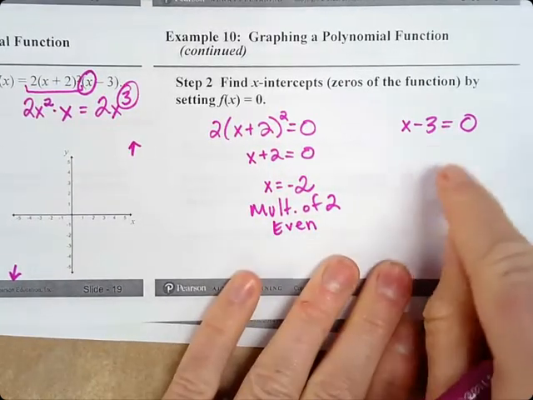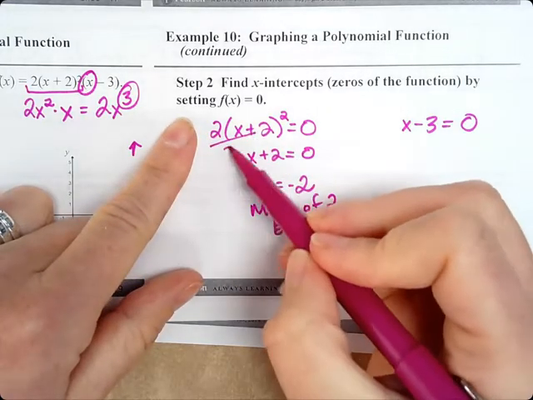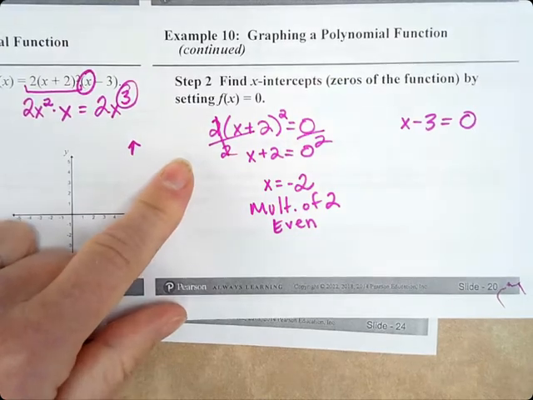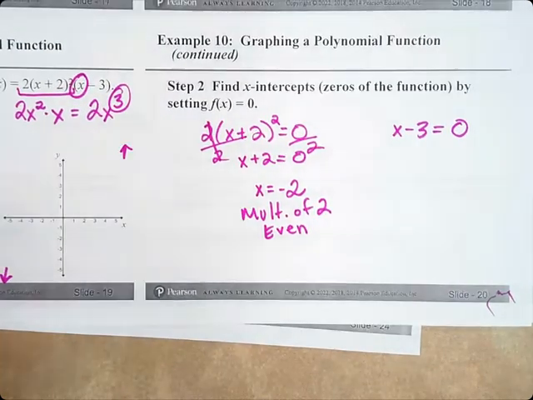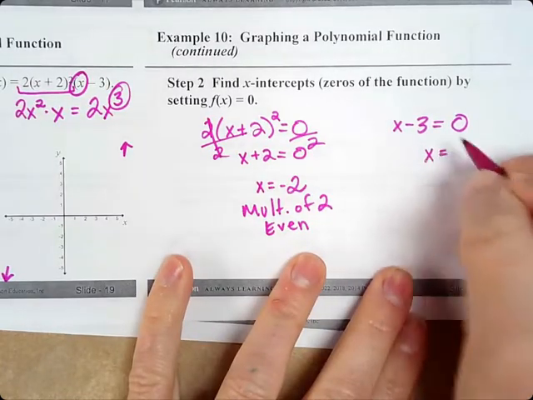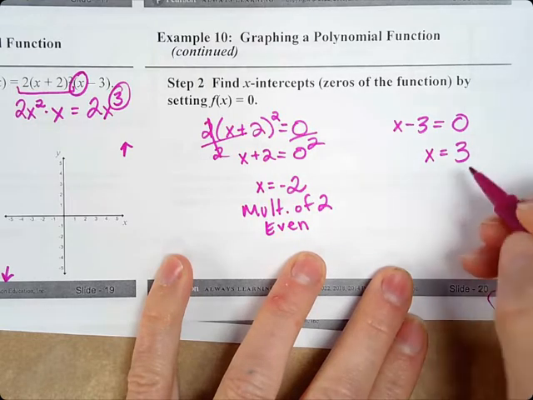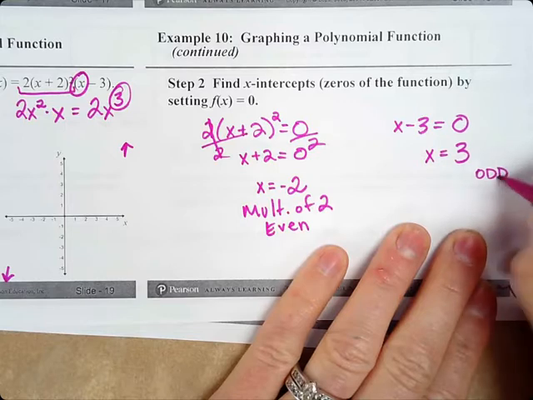How'd you get rid of the 2? Out front, you divide both sides by 2. 0 divided by 2 is 0. And then the squared, you take the square root of 0, which is still 0. Then this one's going to just be x equals +3. And this is just multiplicity of 1, so it's odd. So it's going to go straight through.